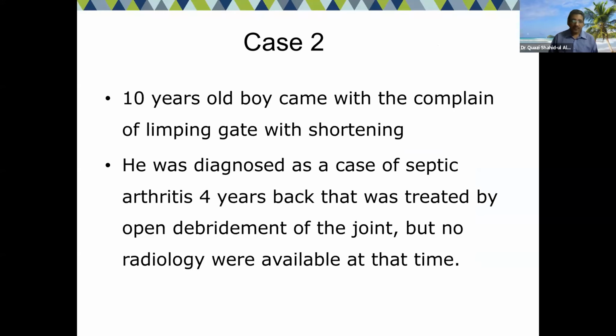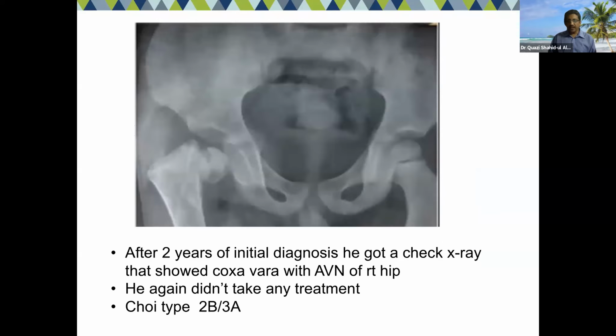Second case. A 10-year-old boy came with a complaint of limping gait and shortening. He was diagnosed as a case of septic arthritis 4 years back. That means he was 6 years of age at that time and was treated by open debridement of the joint, but no radiology was available at that time. After 2 years, they did a check X-ray. This was the X-ray when he was 6 years of age. It is clearly showing that the coxa vara has developed, and it is also showing that early signs of AVN have already set in. But they didn't take any treatment. It is Tönnis type 2B or 3A at this moment.